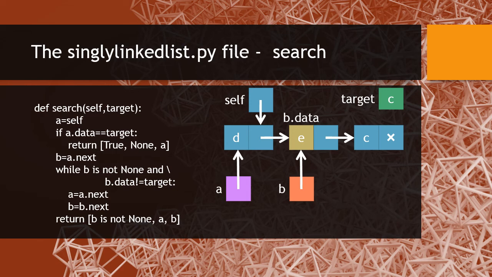A equals A dot next. What is A dot next? A dot next points to the node containing E. A should also point there. B equals B dot next. Where is B dot next? B dot next points to the node containing C. B should also point there.